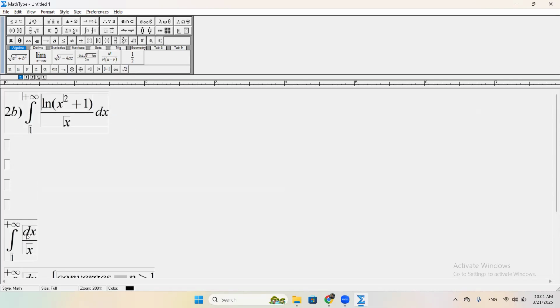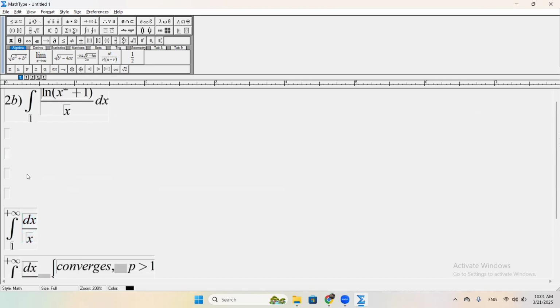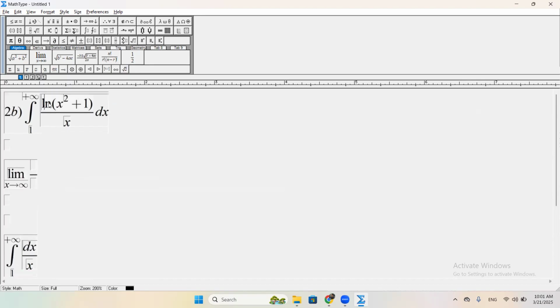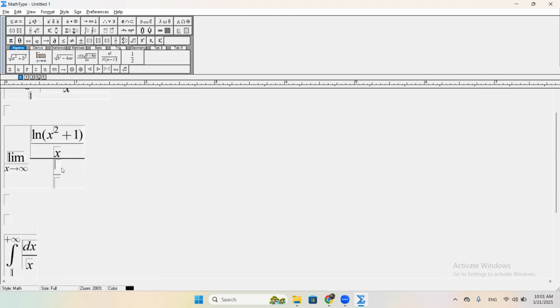And this function is less than this function, than this integrand. So let's calculate the limit. Let's use this template: logarithm over x squared plus 1 over 1 over x. So I have the following limit of logarithm of x squared plus 1, and it equals plus infinity.